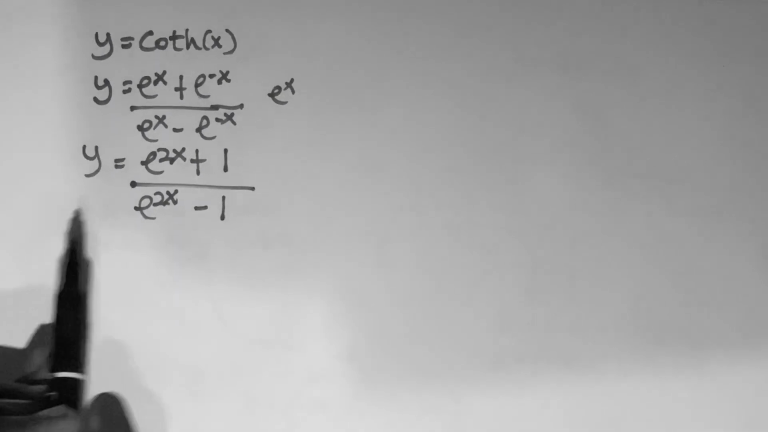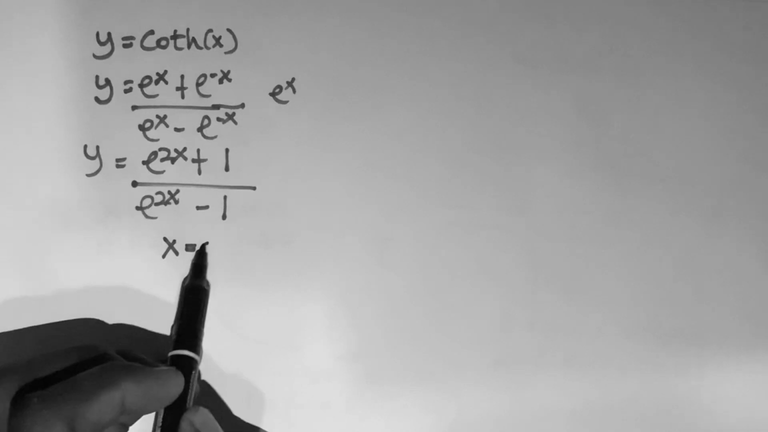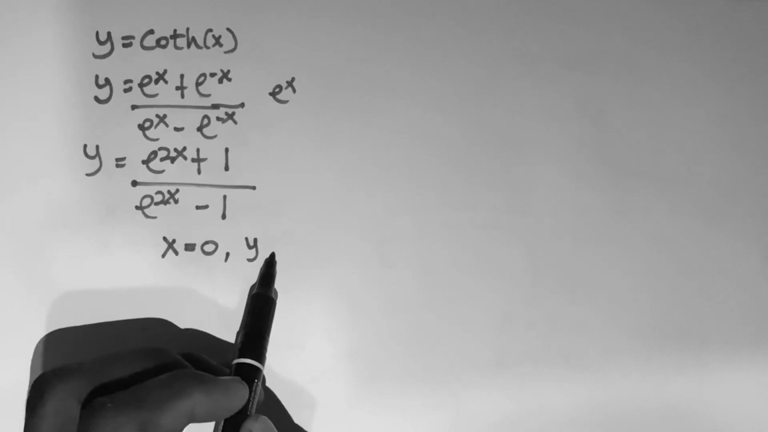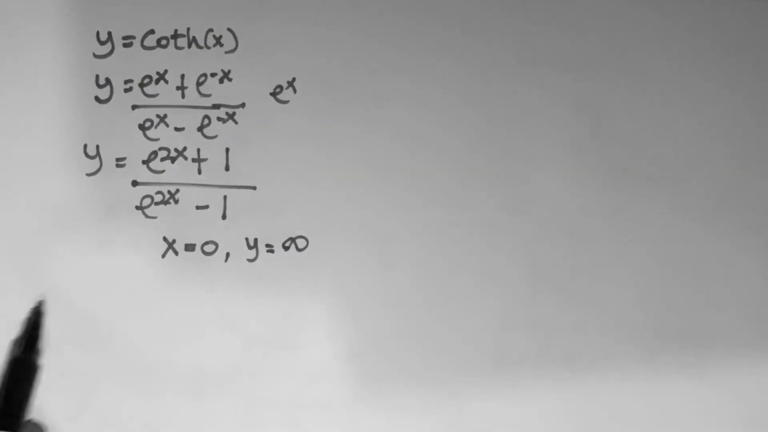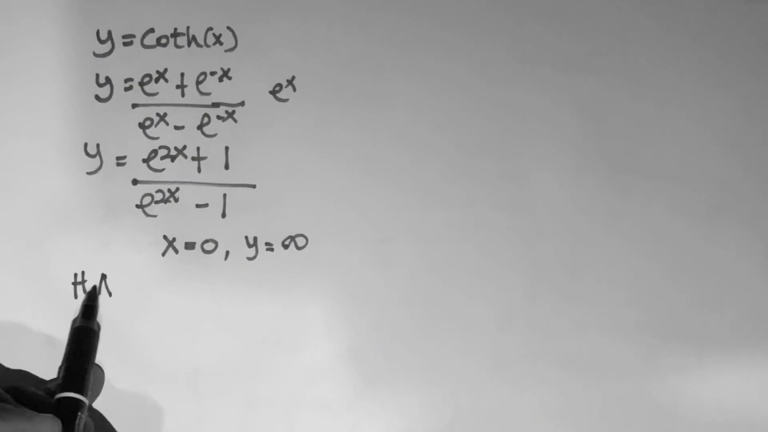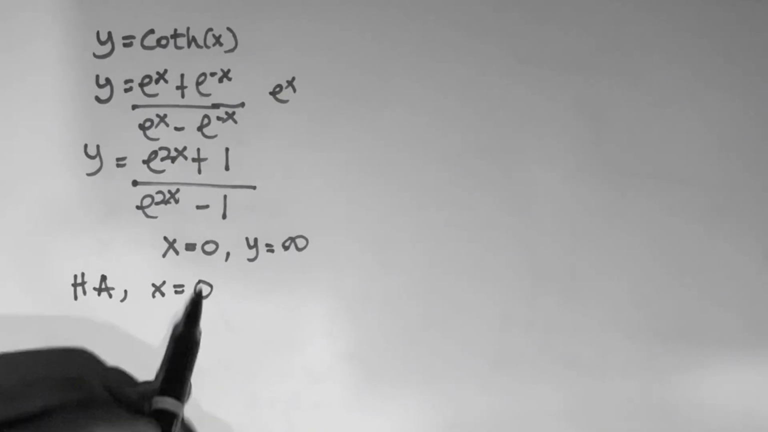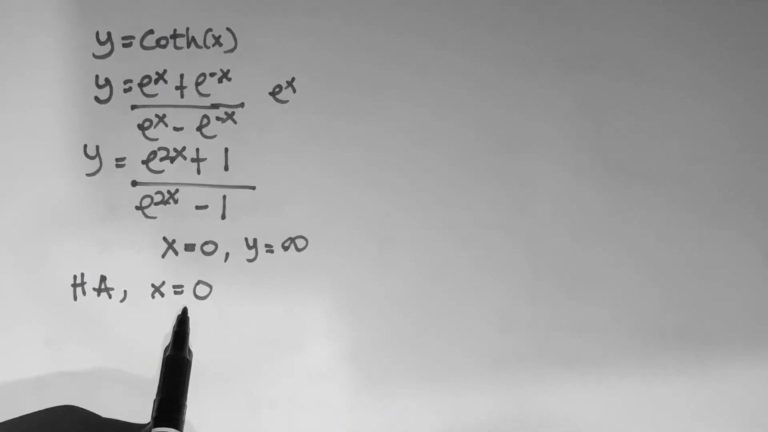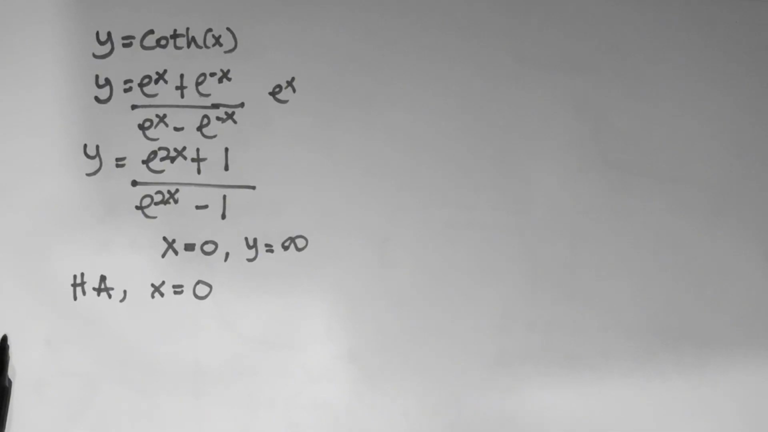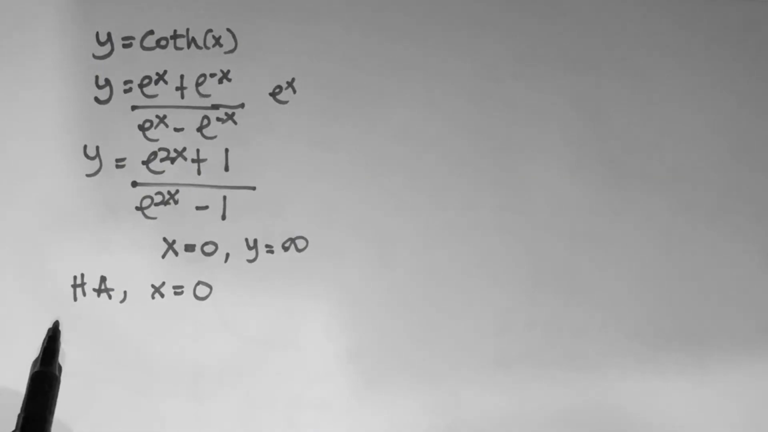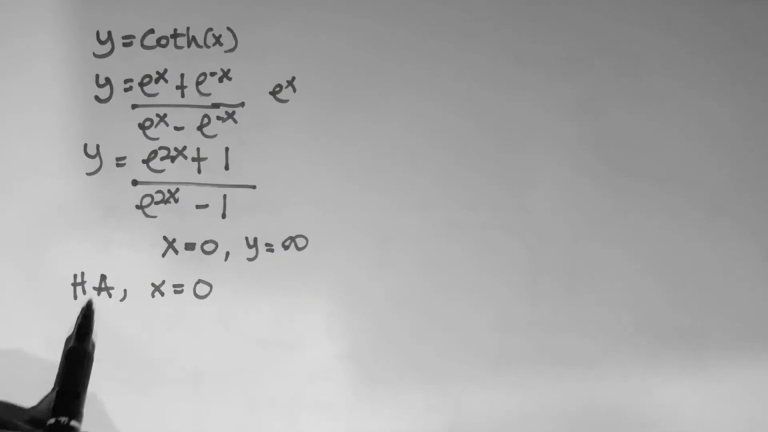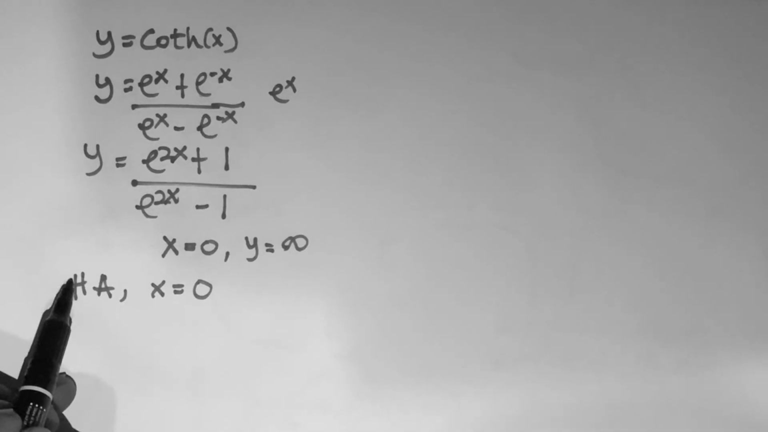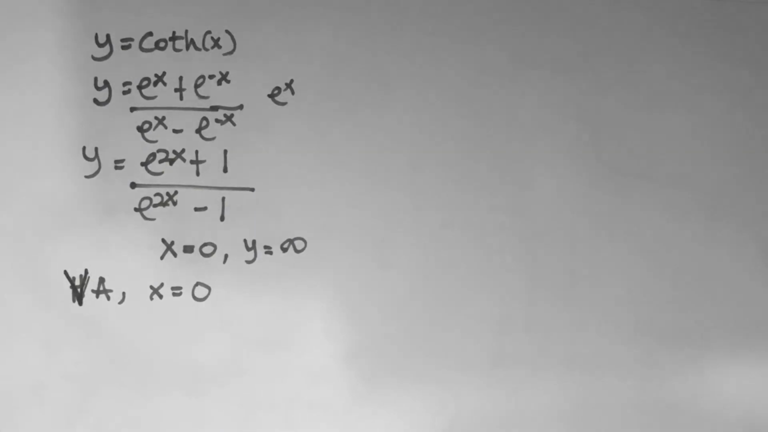Now, if x is equal to 0, what happens to y? You see that y becomes undefined. So it means that there is a vertical asymptote at x equals 0. And x equals 0 is the y-axis. So it means that the y-axis is a vertical asymptote. And then now we can talk about horizontal asymptotes. Sorry, there is a vertical asymptote. So this is a vertical asymptote.